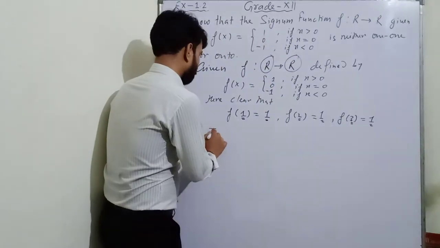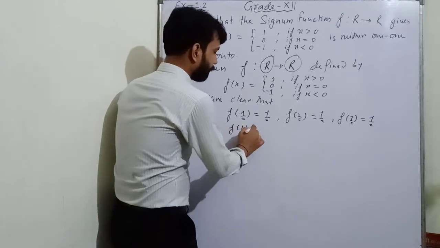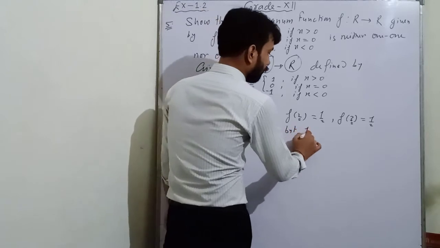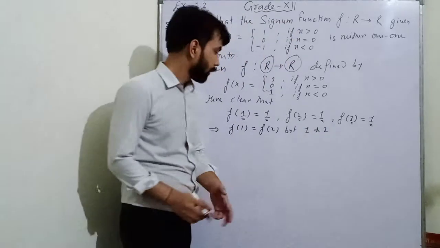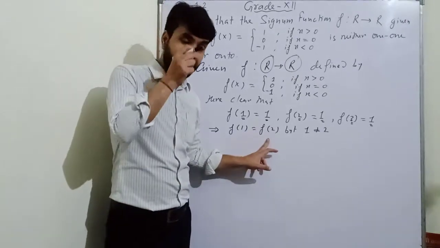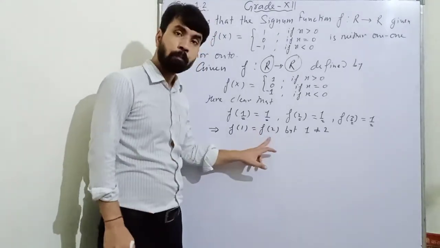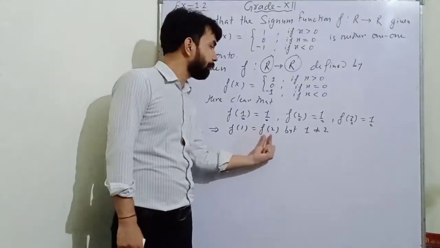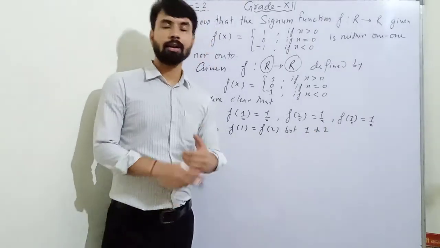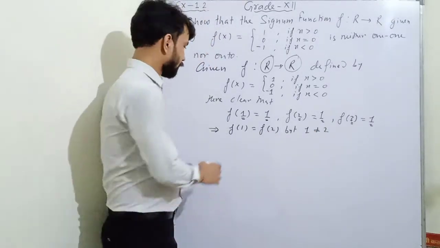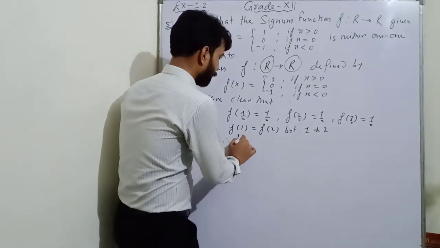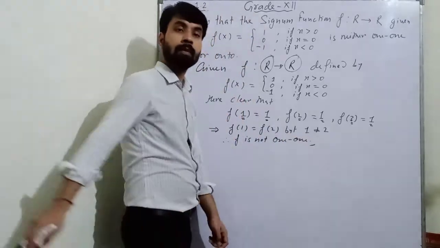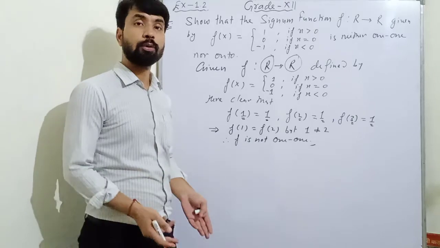So at last implies that here f(1) equals to f(2), but 1 is not equals to 2. Here f(1) is equal to f(2). We know that f(1) and f(2) are the images of 1 and 2. So here images are same, but 1 and 2 are not same. Means images are same, but elements are not same. That means this function is not 1-1. Clear? So here we will have to write hence f is not 1-1.